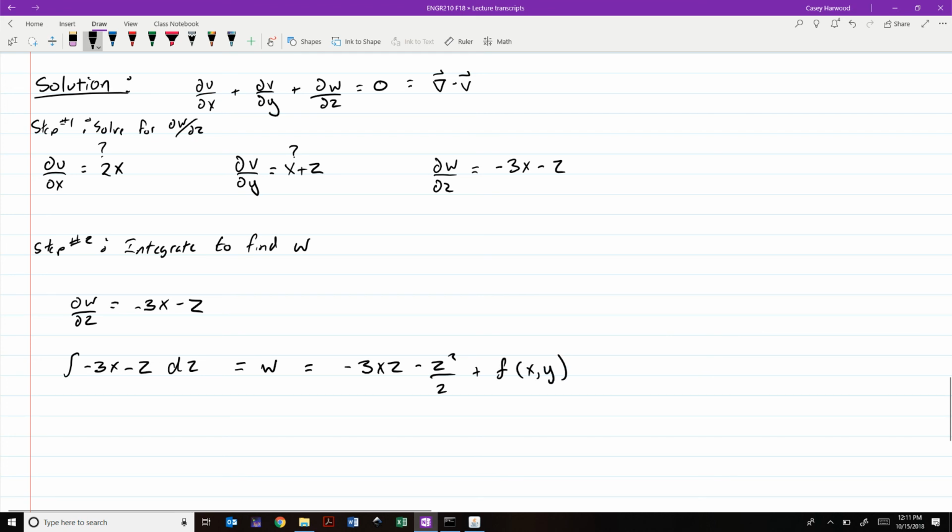Okay. In other words, w can be any velocity that includes this dependence on z, and then can depend on x and y in any way that it wants to, and it's still going to satisfy the continuity equation. All right. So the continuity equation is not going to uniquely define it, but it is going to bound the potential set of velocities that work. All right.